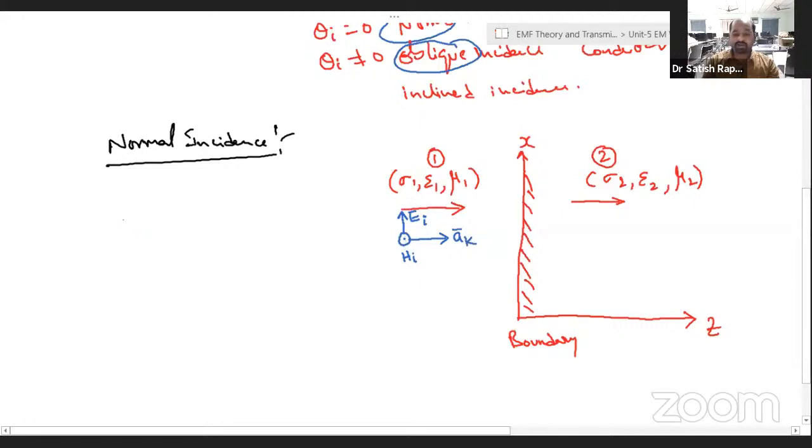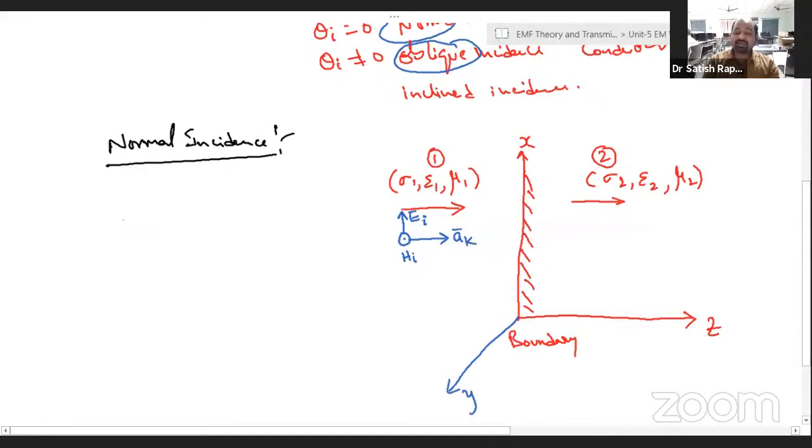What is the direction of the incident magnetic field here? A dot encircled means the magnetic field is coming out of the screen. This is the y-axis, therefore the magnetic field is in the y direction. So this is about the incident EM wave.